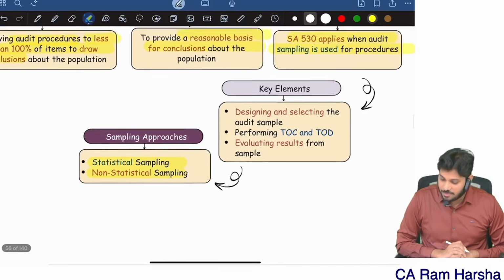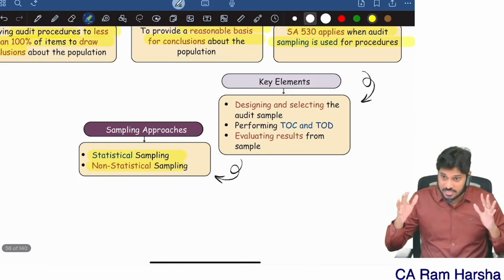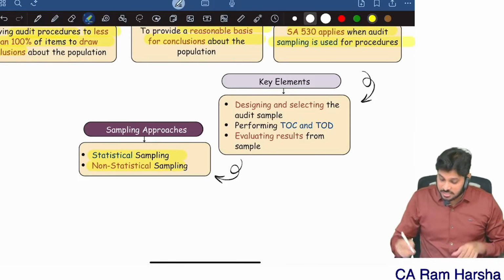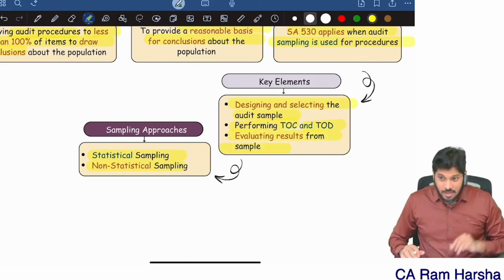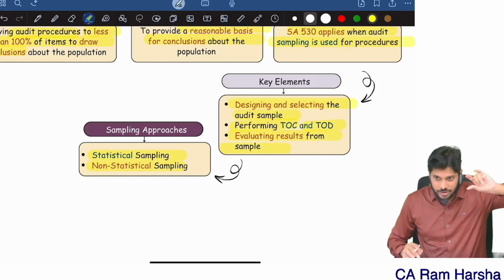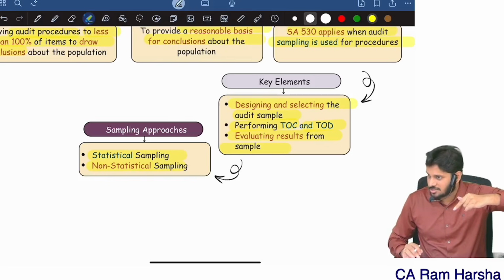What are the key elements in the entire SA 530? What is SA 530 addressing and covering? It talks about designing and selecting a sample. It talks about performing tests of controls and tests of details using sampling techniques. It talks about evaluating sampling results. Yes or no? At the end of the last video in the sampling topic, we clearly discussed this entire chapter structure.